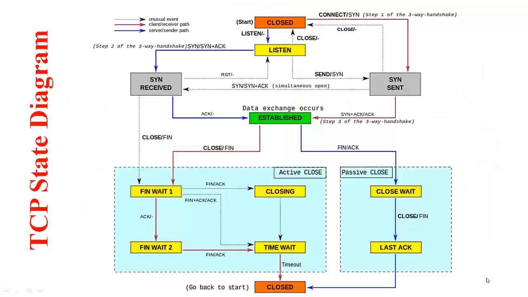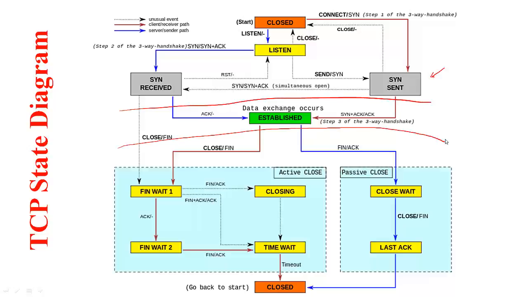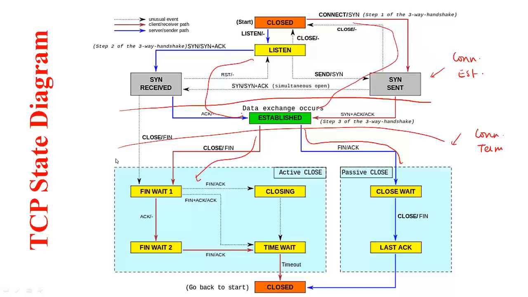So this figure captures the TCP state diagram. It looks a bit complex, but it is really not. In this state diagram, this portion corresponds to the connection establishment and this portion corresponds to the connection termination. Another point to note is this blue line, which is being shown here, represents the server path, and this red line, which is shown here, represents the client path.